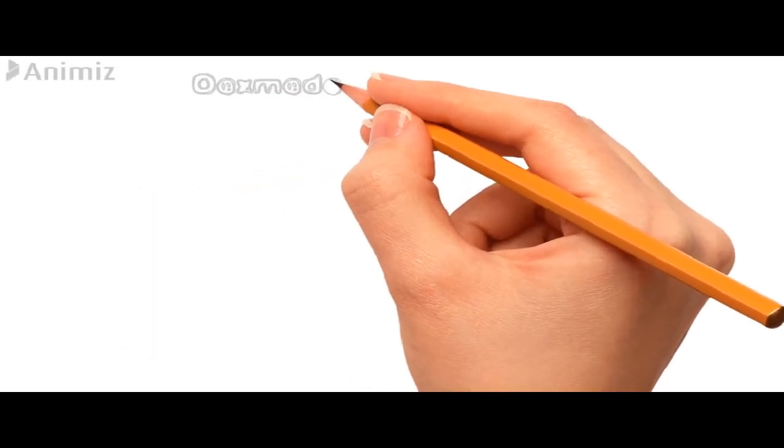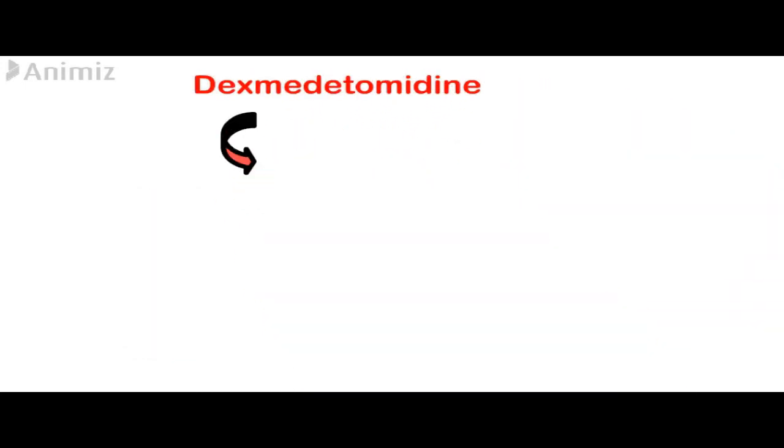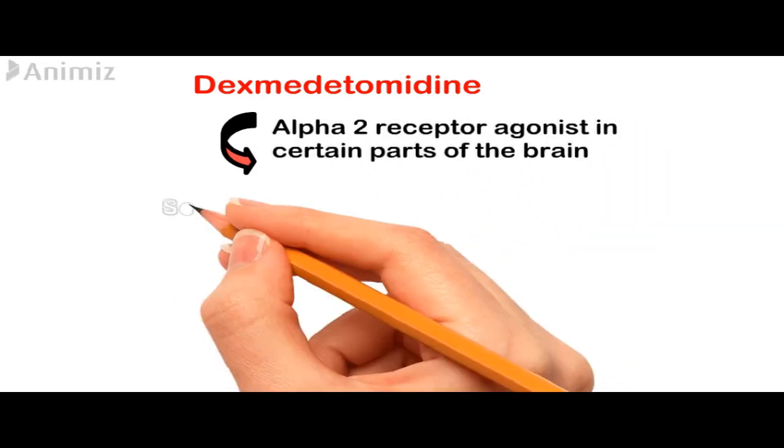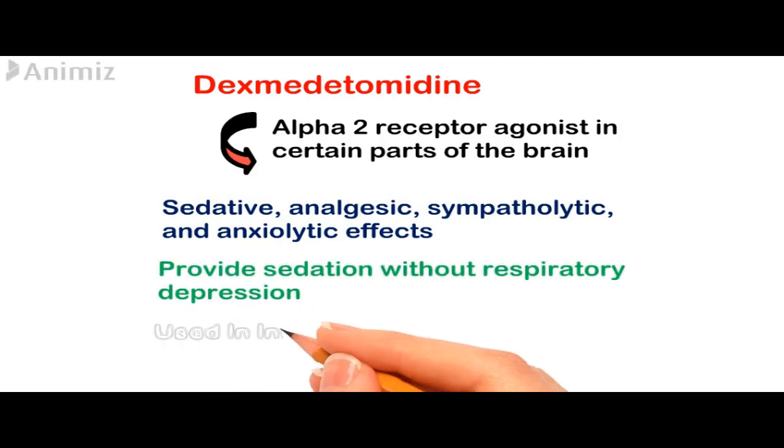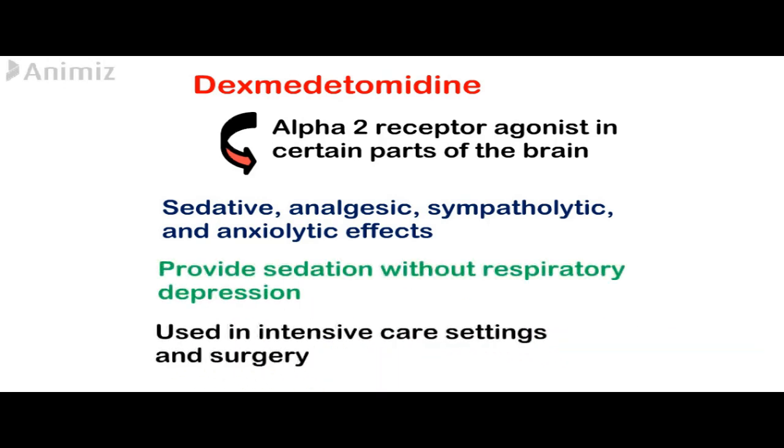Dexmedetomidine is a sedative used in intensive care setting and surgery. What makes this drug unique is that it has the ability to provide sedation without respiratory depression. Its mechanism of action is as an alpha-2 receptor agonist in certain parts of the brain. Apart from its sedative effect, it also has analgesic effect, sympatholytic effect, and anxiolytic effect that balance many cardiovascular responses.